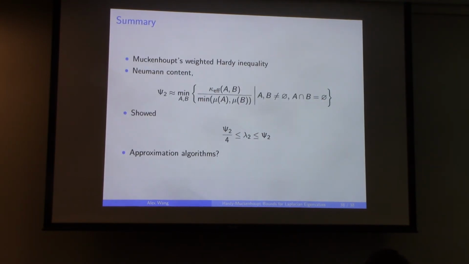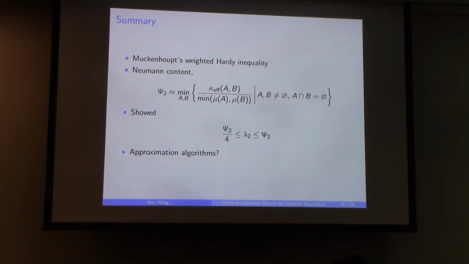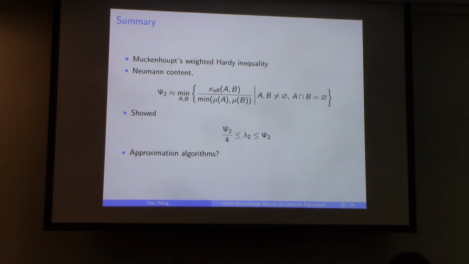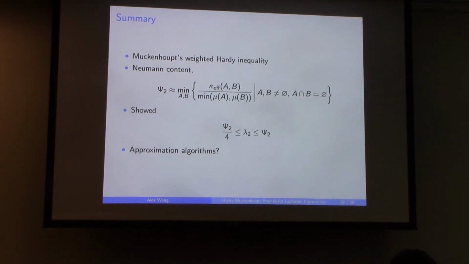Okay, all right, so I'm just going to summarize. We saw this cute inequality called Muckenhoupt's weighted Hardy inequality, and we realized that it was nothing other than a statement about Dirichlet eigenvalues. We defined for U the Neumann content, which looks like this thing here, and we thought we can think of it as a generalization or a relaxation of the sparsest cut. And with this definition, we showed that you could estimate lambda 2 up to a factor of 4.